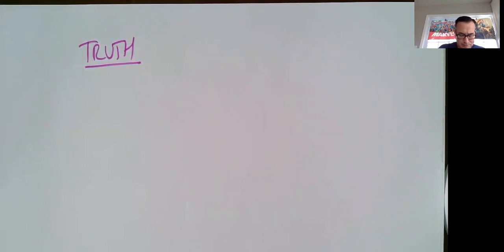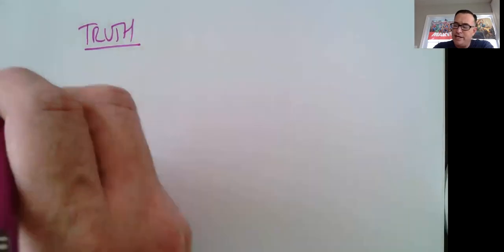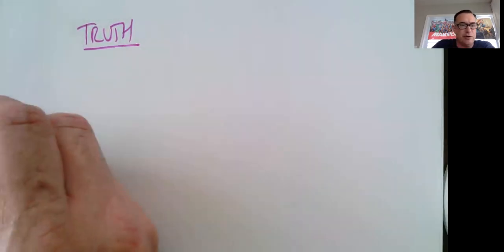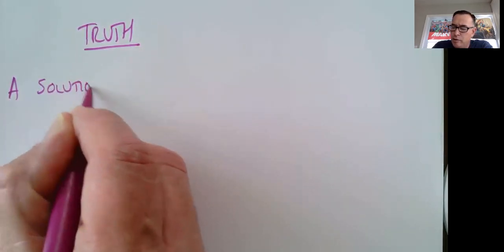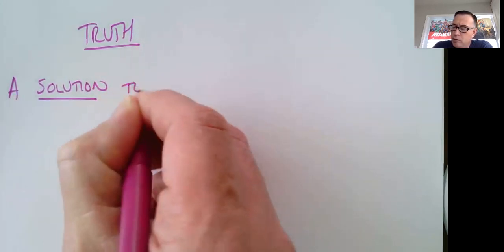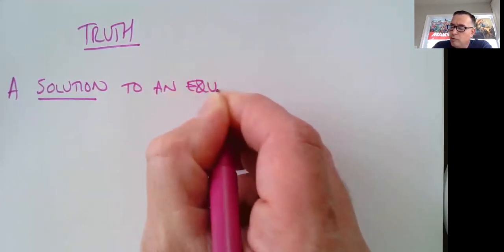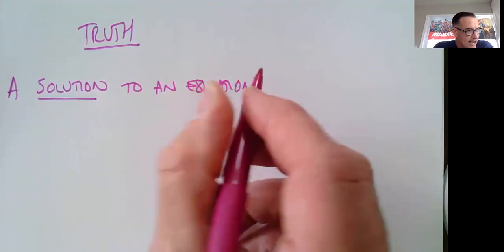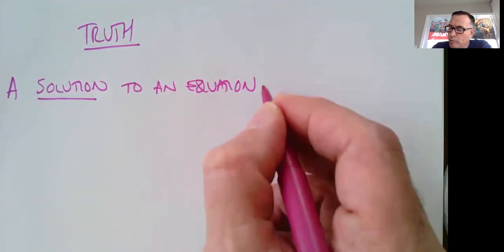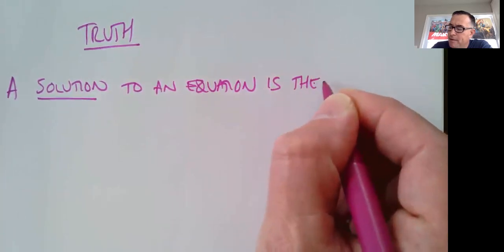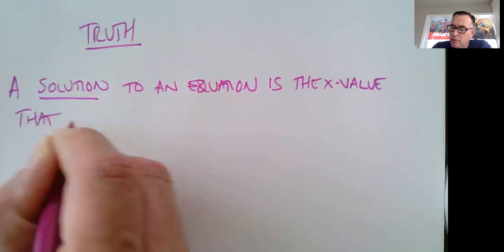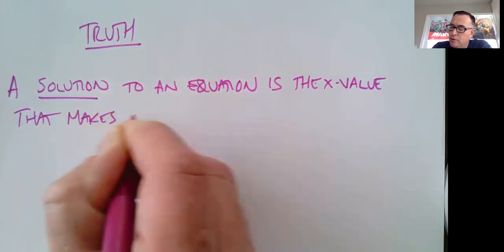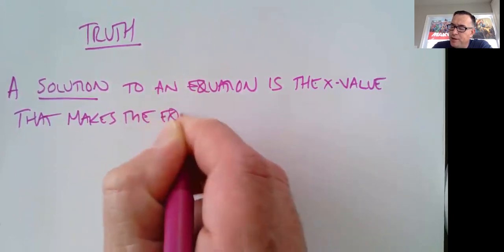But as we're looking at this, what I want to make sure that we do is start from that definition we ended with yesterday. If you write down the notes, this would be a good place for you guys to write them. What we said yesterday is that a solution to an equation is the x value that makes the equation true. Now, here's the thing.